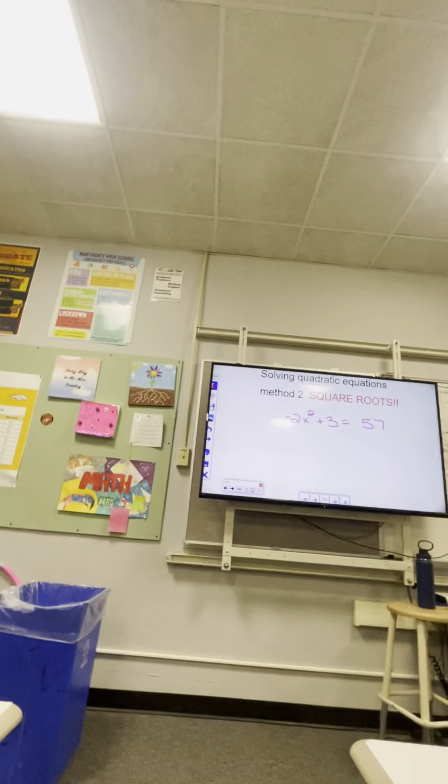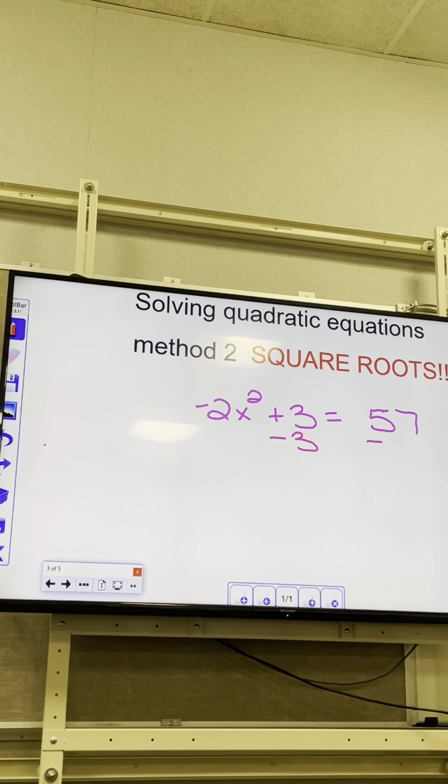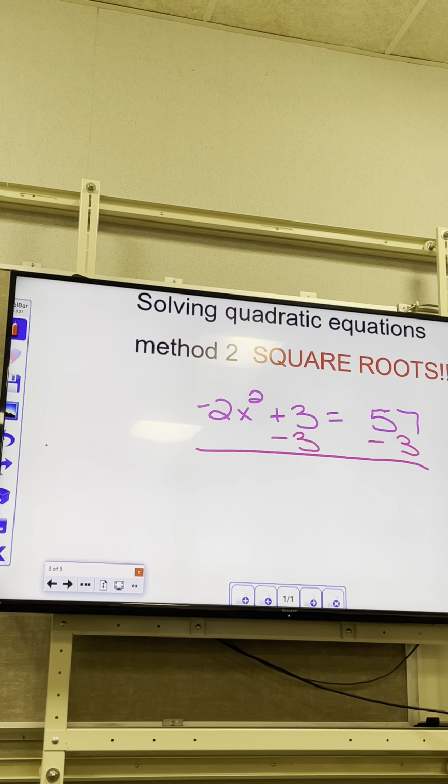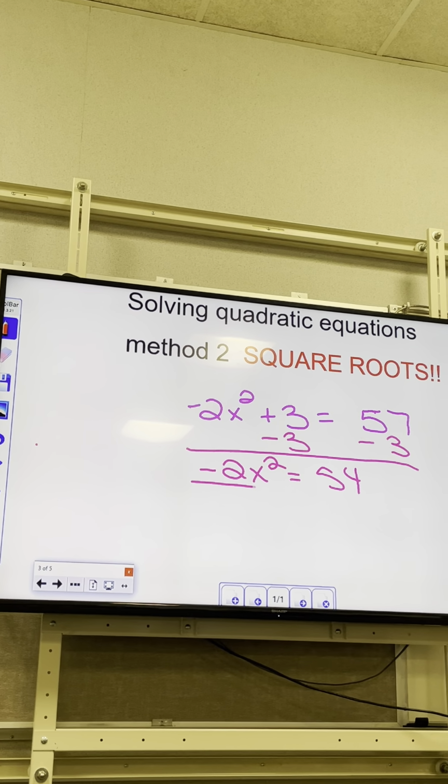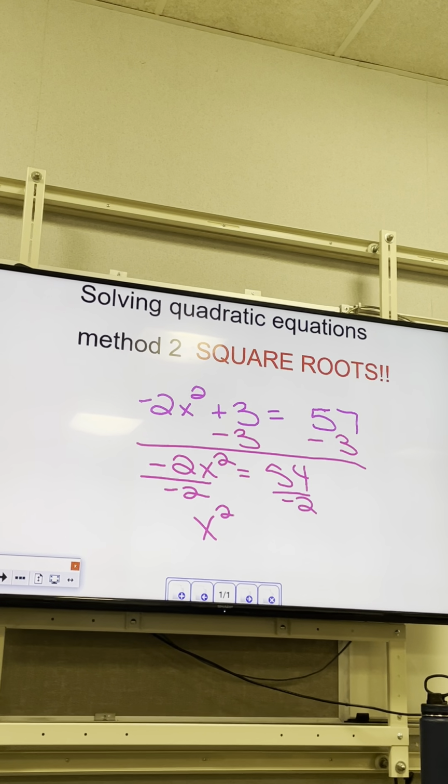Okay, here we go. Everybody feeling like they got a start on it? We're gonna subtract the 3. Yeah, I mean it's that, but I don't know where to put the i. Negative 2x squared equals 54. Did I lose anybody? Divide by negative 2. X squared equals negative 27.